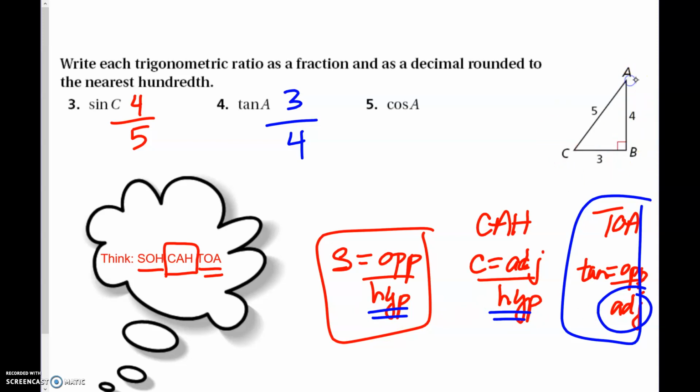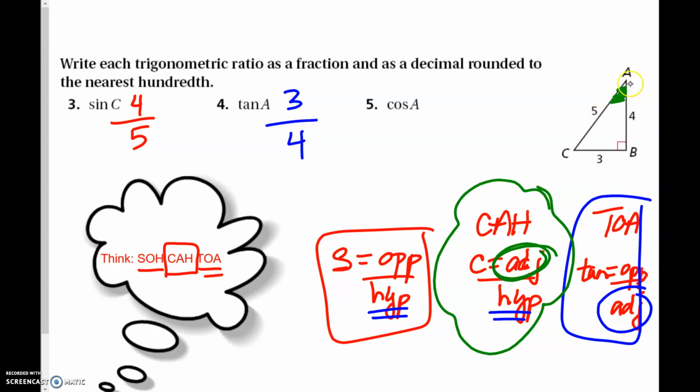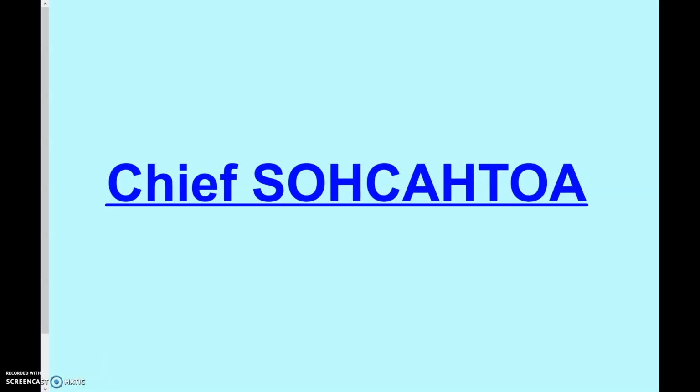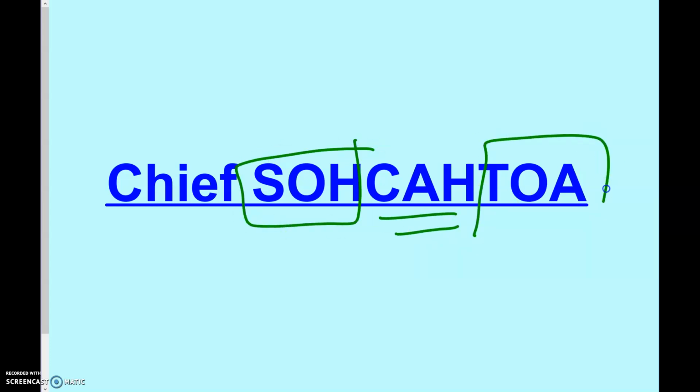All right, let me get rid of these here, and let's do the cosine. So the last one here is the cosine of A. So go to A, and the cosine ratio is adjacent. So what is adjacent to this one right here? Don't use the hypotenuse. Adjacent is 4 over the hypotenuse, which is 5. All right. So SOH CAH TOA.